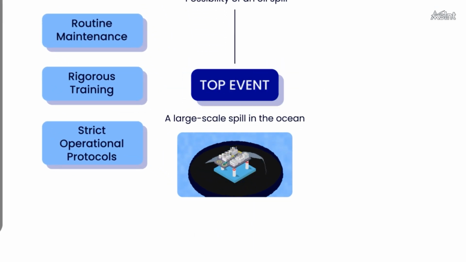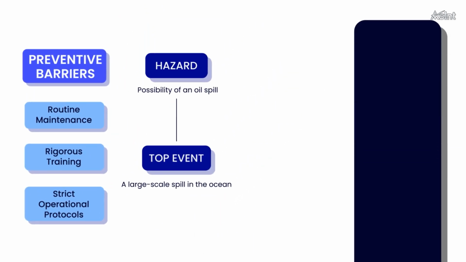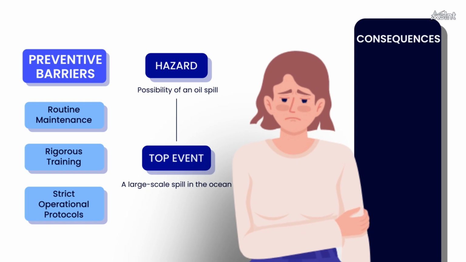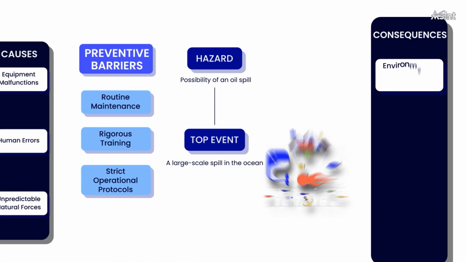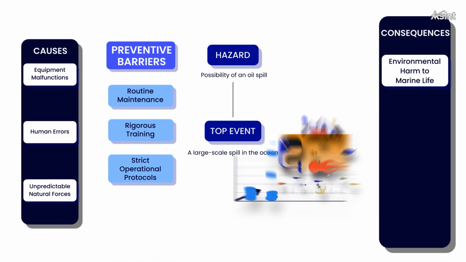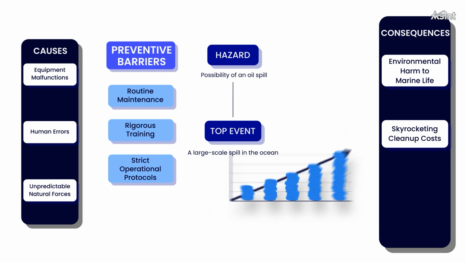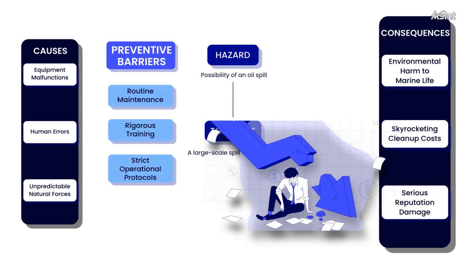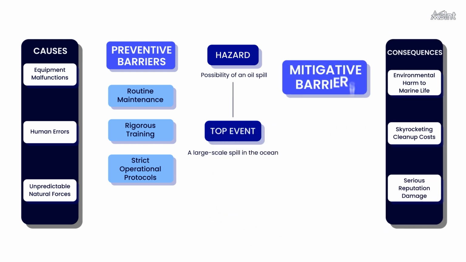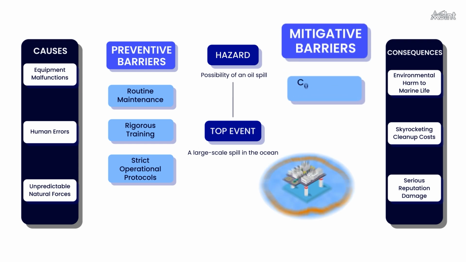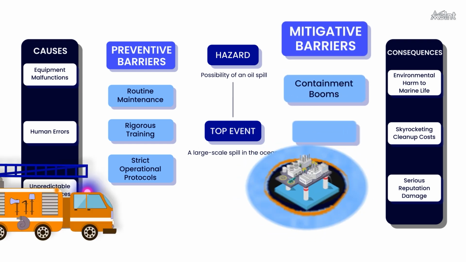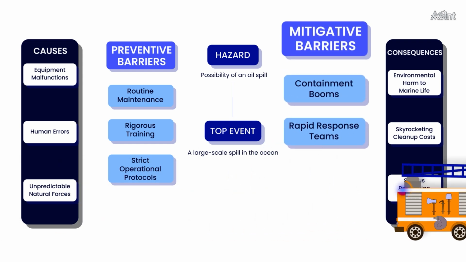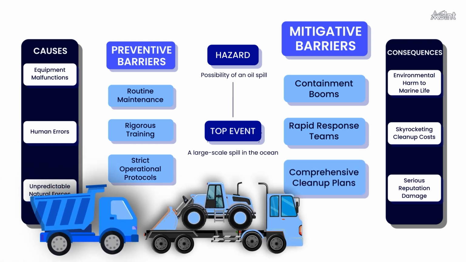Now, what if the event still happens? That's when we deal with consequences. And let's just say they're not pretty. Think environmental harm to marine life, skyrocketing cleanup costs, and yes, some serious reputation damage. Luckily, we've got mitigative barriers to soften the blow, containment booms to limit the spread, rapid response teams for swift action, and comprehensive cleanup plans to restore balance.